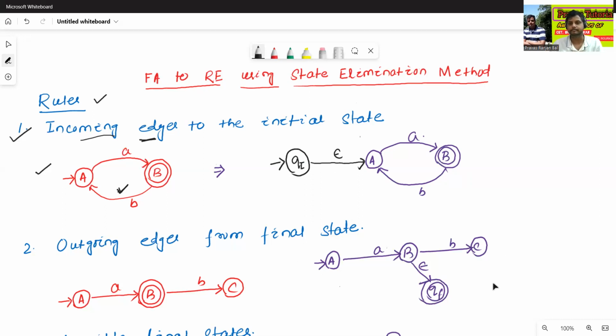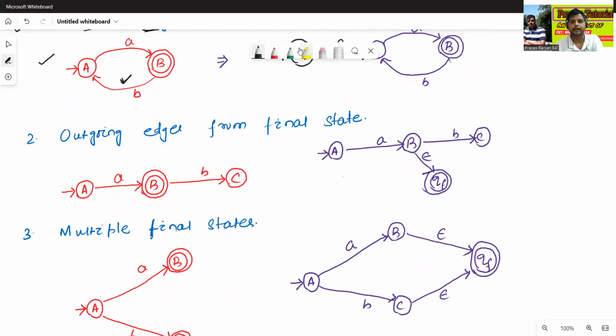What is the second rule? The second rule is outgoing edges. Is there any outgoing edge from the final state? Now we have to check. See, this is one of the finite automata. Is there any outgoing edge in it? Yes, there is one outgoing edge. So in this case, what to do? Just introduce a new final state. I will erase this so it is easier to understand.